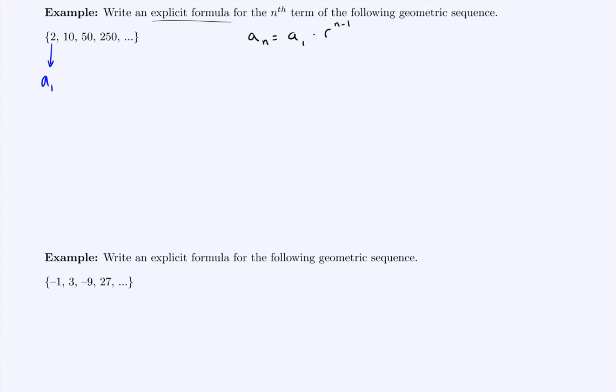And then the common ratio is how much they differ by, how do you get from one to the other as a multiplier. So we think, 2 times what gives me 10, that would be 5. Let's see if that holds. 10 times 5 is indeed 50. 50 times 5 is indeed 250. So the first term is 2, the common ratio is 5. Therefore, a general formula is 2 times 5 to the n minus 1.